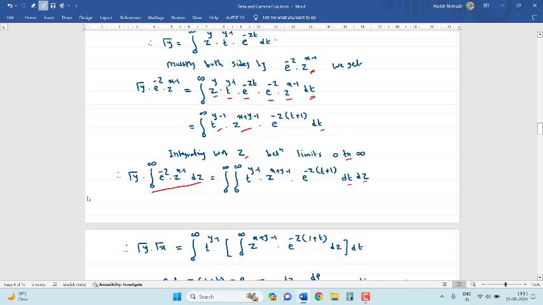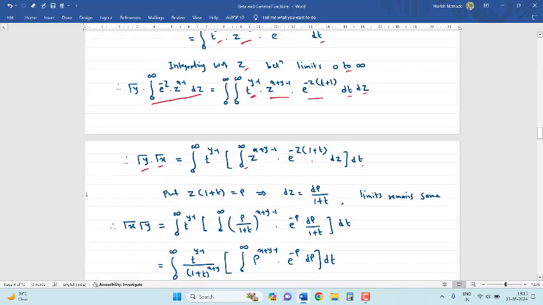So the left hand side is gamma y into gamma x, equal to integration from 0 to infinity t raised to y minus 1 into integration from 0 to infinity. Here the inside integral has functions of z only, so we have z raised to x plus y minus 1 into e raised to minus z into 1 plus t, dz and dt. Here we use the substitution: put z into 1 plus t equal to p. Whenever z into 1 plus t is equal to p, we have dz equal to dp upon 1 plus t. Limits of integration remain the same.